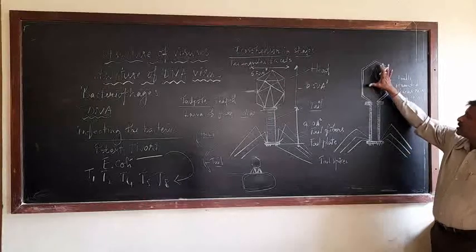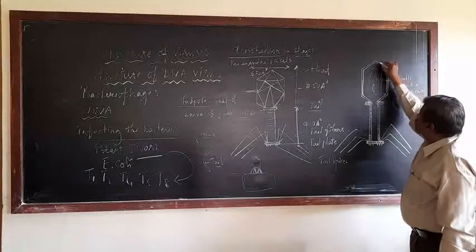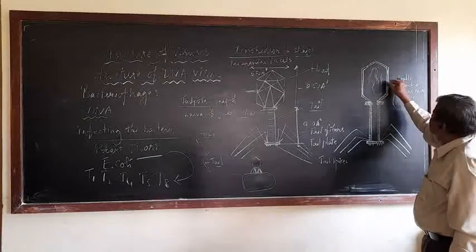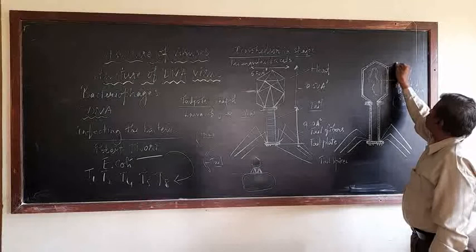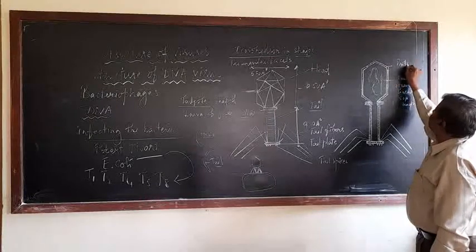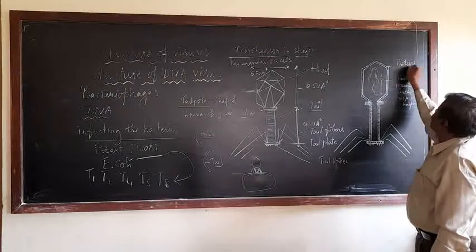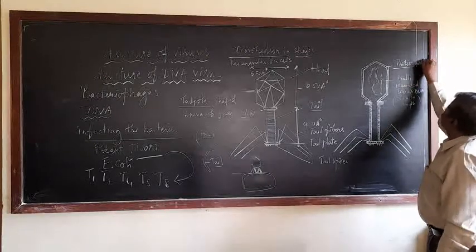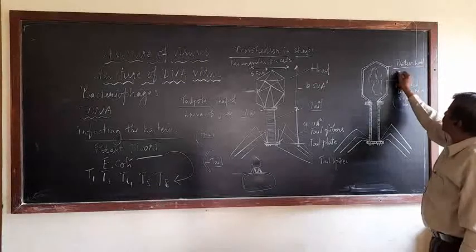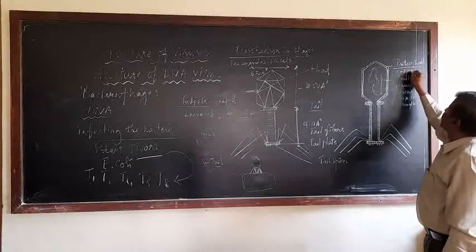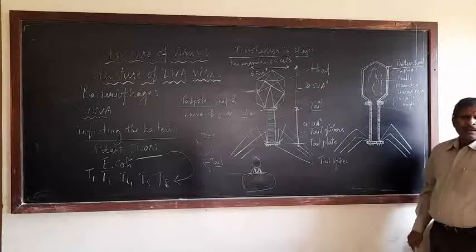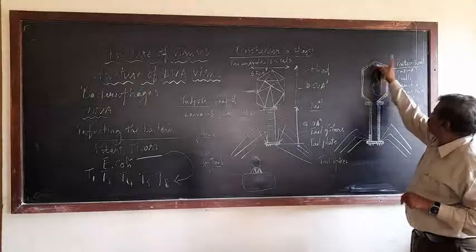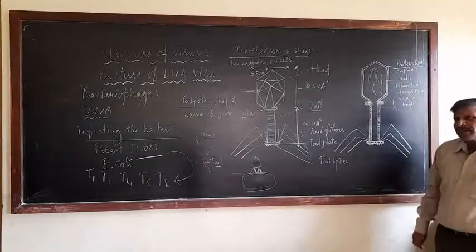As far as the head portion is concerned, the head is usually made up of protein molecules. These proteins form the protein coat, which is also called the capsid. Here two layers of proteins are present, and these two layers form the protein coat of the capsid.